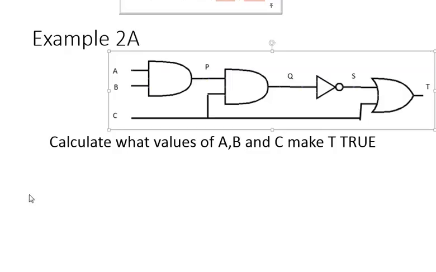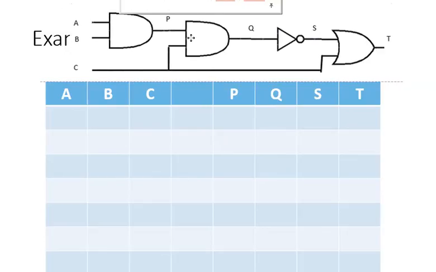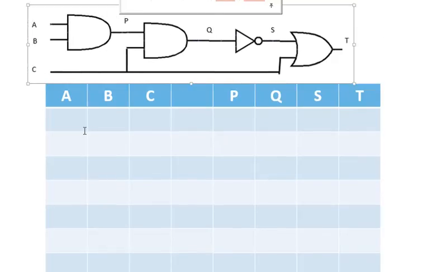Because we've been given some bits and pieces along the way, we've been given P and Q and S as well as T, this gives us a bit of a head start. So really what it amounts to is we need to draw up a truth table for this entire circuit using what we've learned. Alright, so there's the truth table over there.